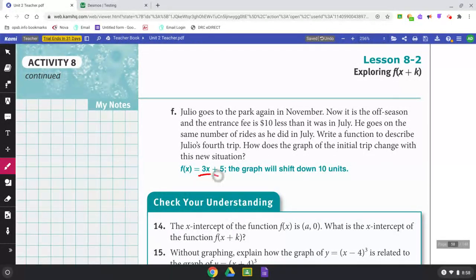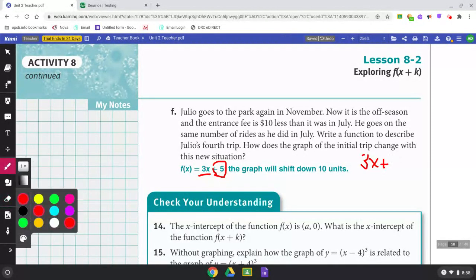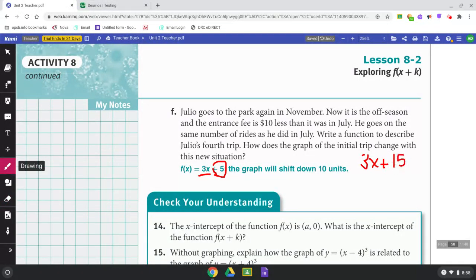The only thing that changes is what's outside here. It was $15, and if it's $10 less, 15 minus 10 is 5. Okay, it's 5. Our initial function was 3X plus 15, and we modified the function to be 3X plus 5. What happens between these two functions? Well, the graph will shift down 10 units. It would shift down 10 units.